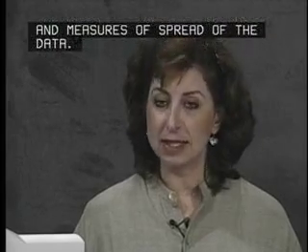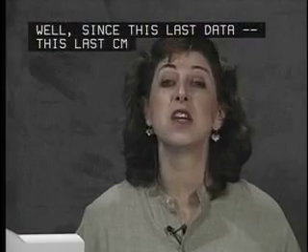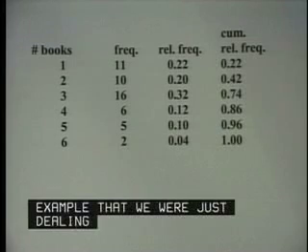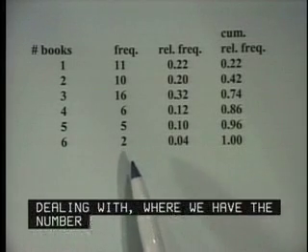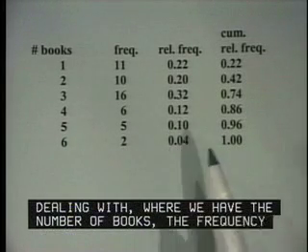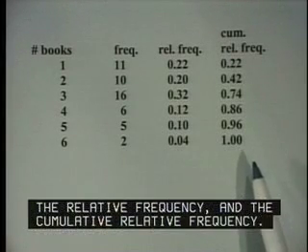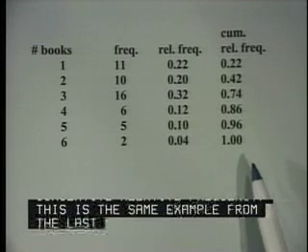Since this last example is so fresh on your mind, we're going to continue with this example of the number of books that we have. Up here I have the same example that we were just dealing with, where we have the number of books, the frequency, the relative frequency, and the cumulative relative frequency. This is the same example from the last class.